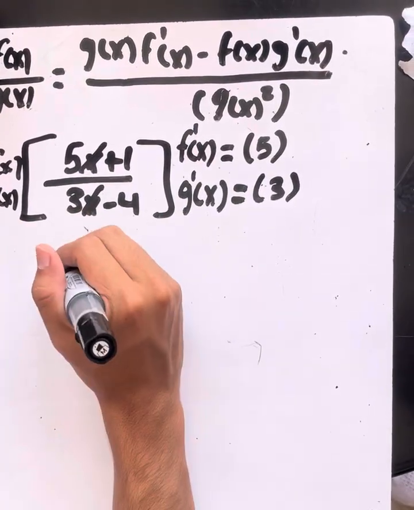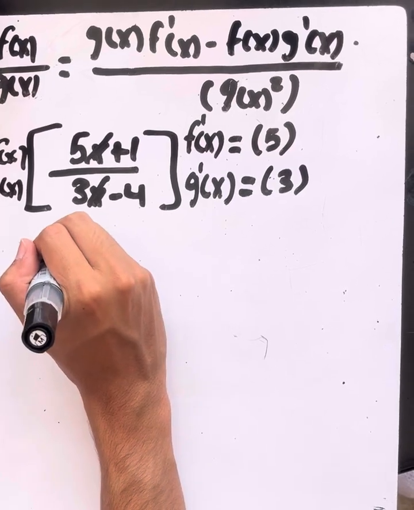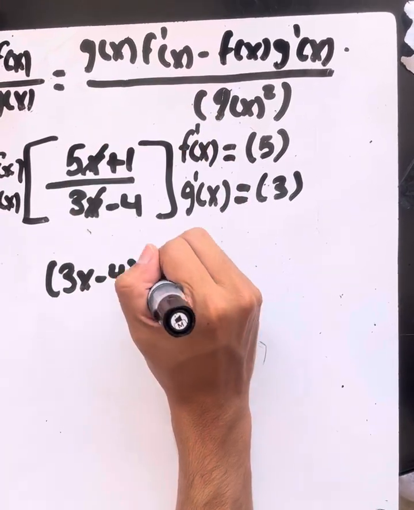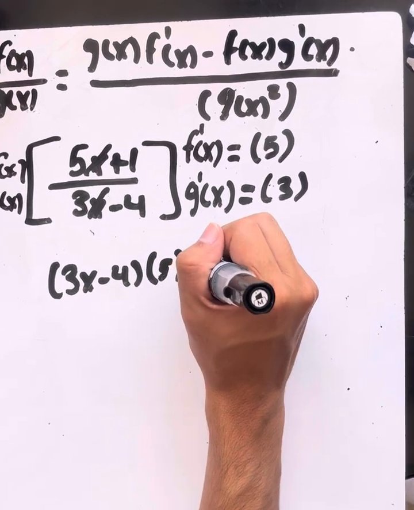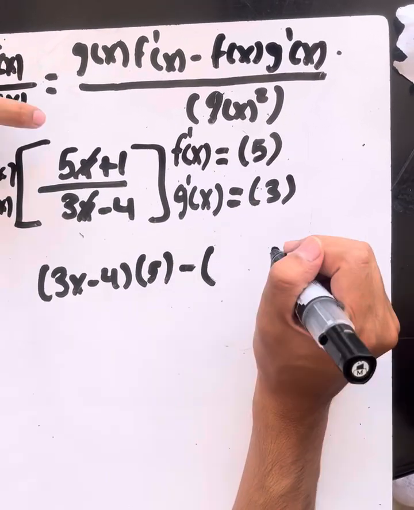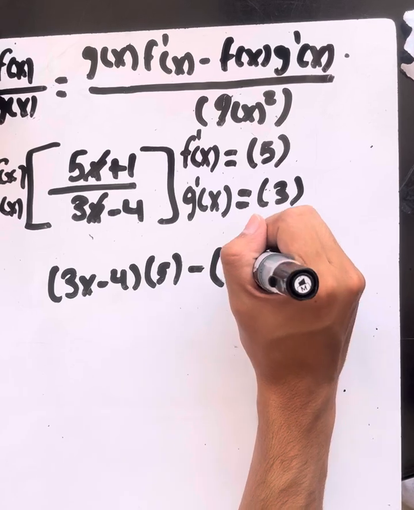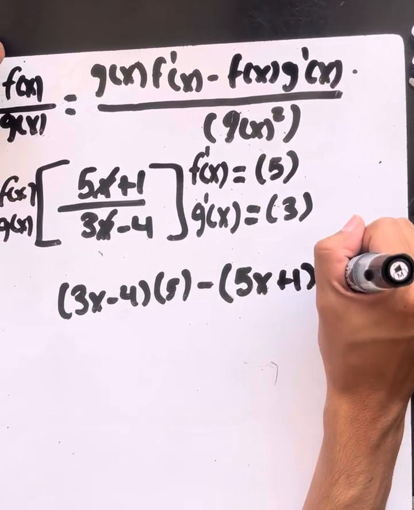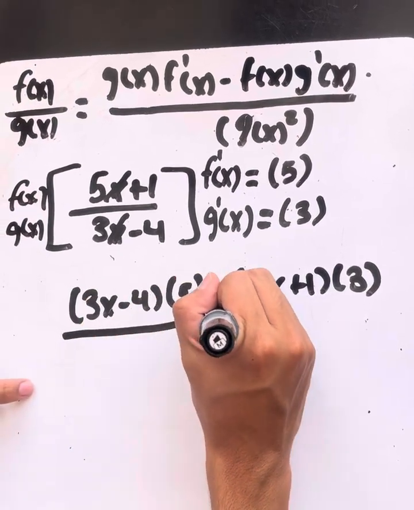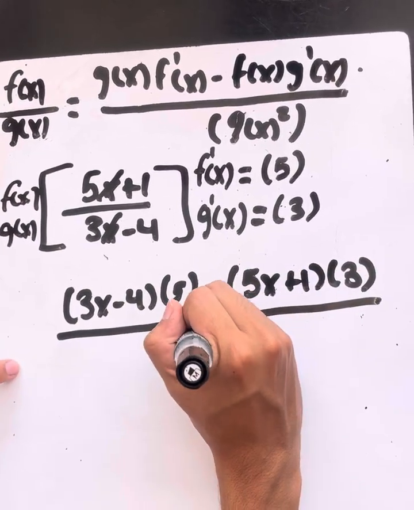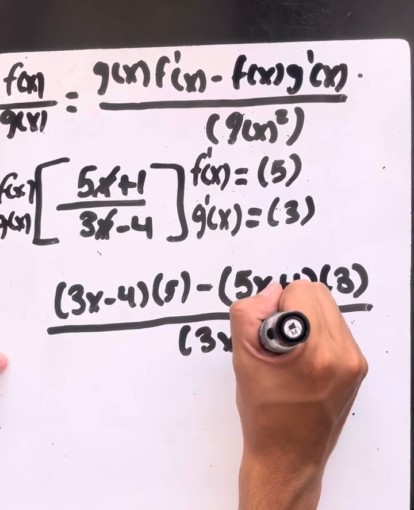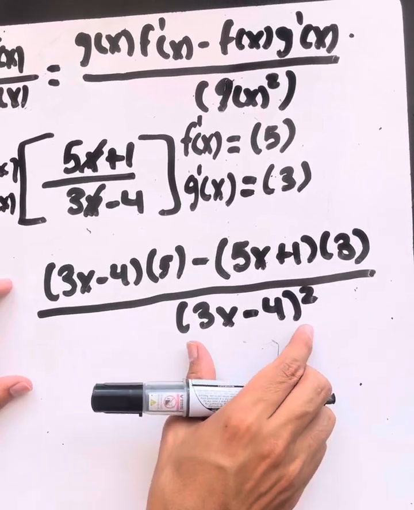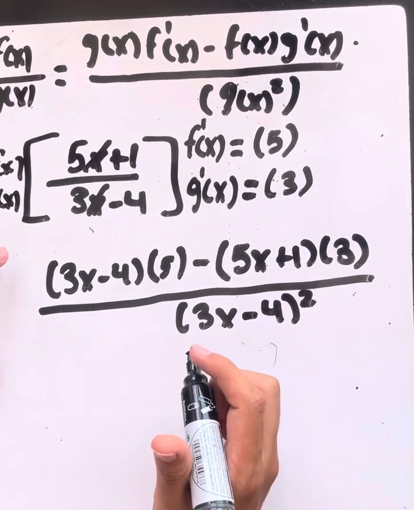So let's get started. First we have g of x, which will be 3x minus 4 times f prime, which will be 5. All this minus 5x plus 1, which again is our f of x, and our g prime is 3. All this we will have to put over 3x minus 4 squared, but we will just leave this this way. The bottom part stays the same.